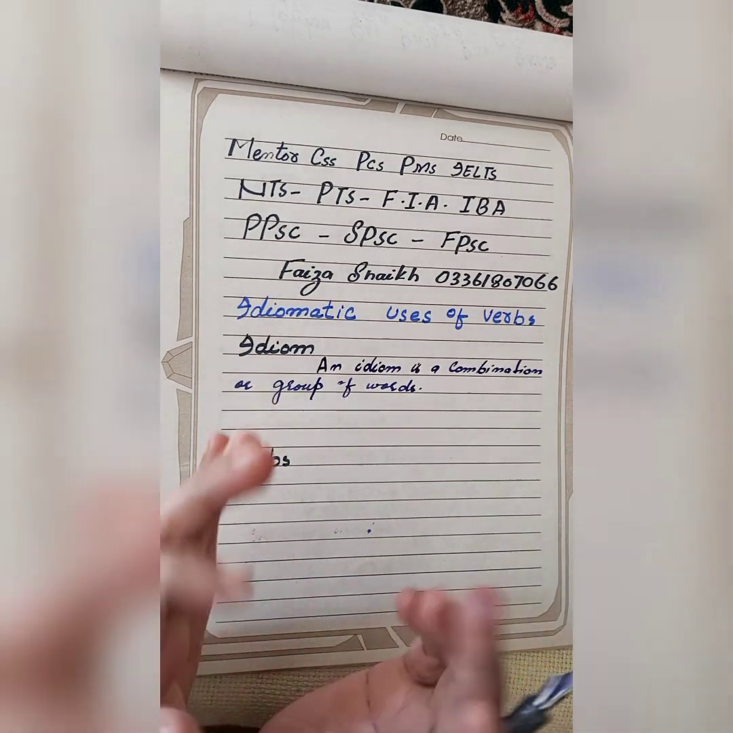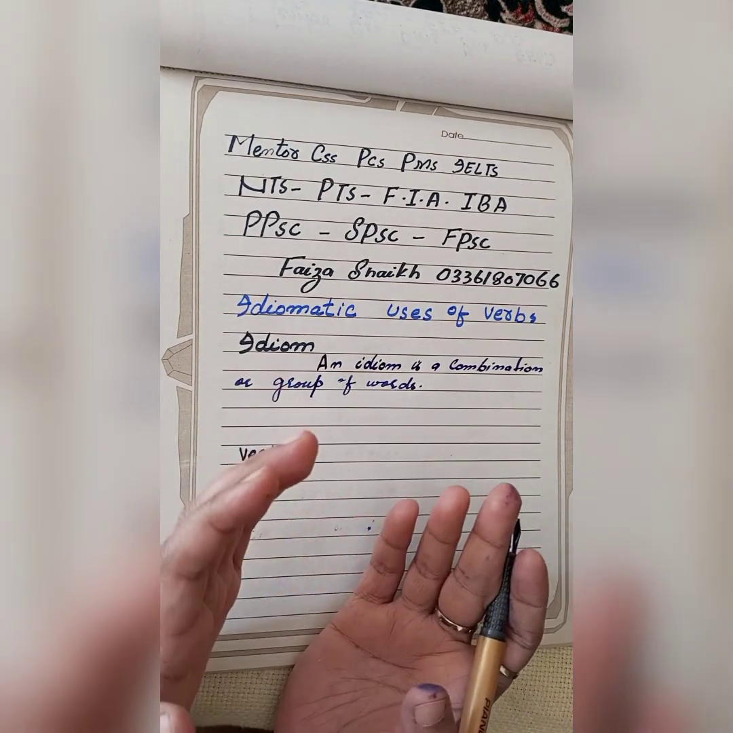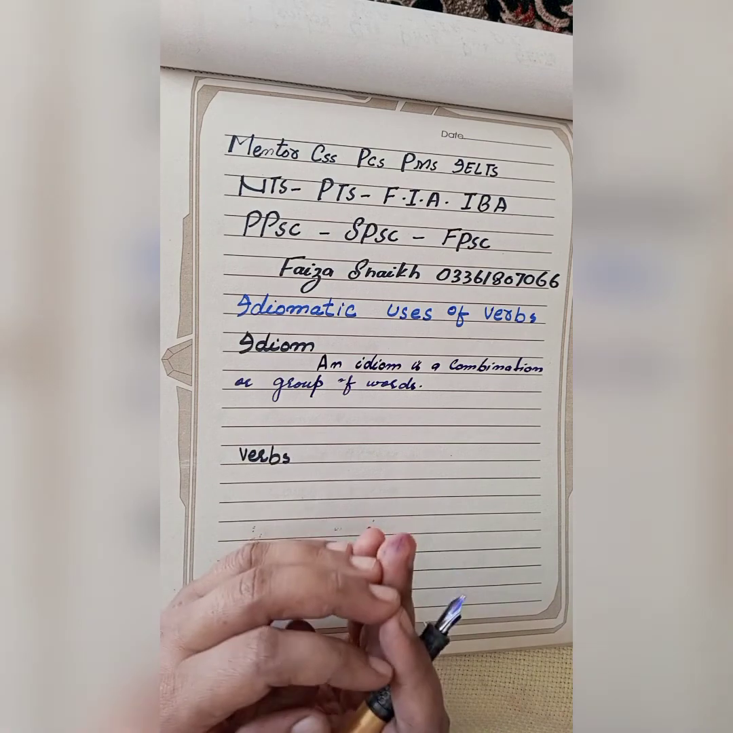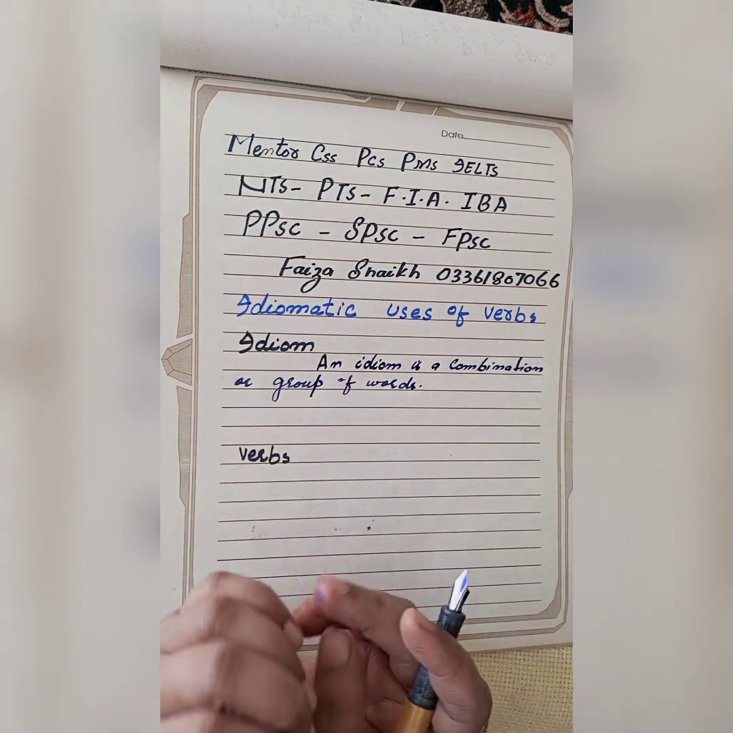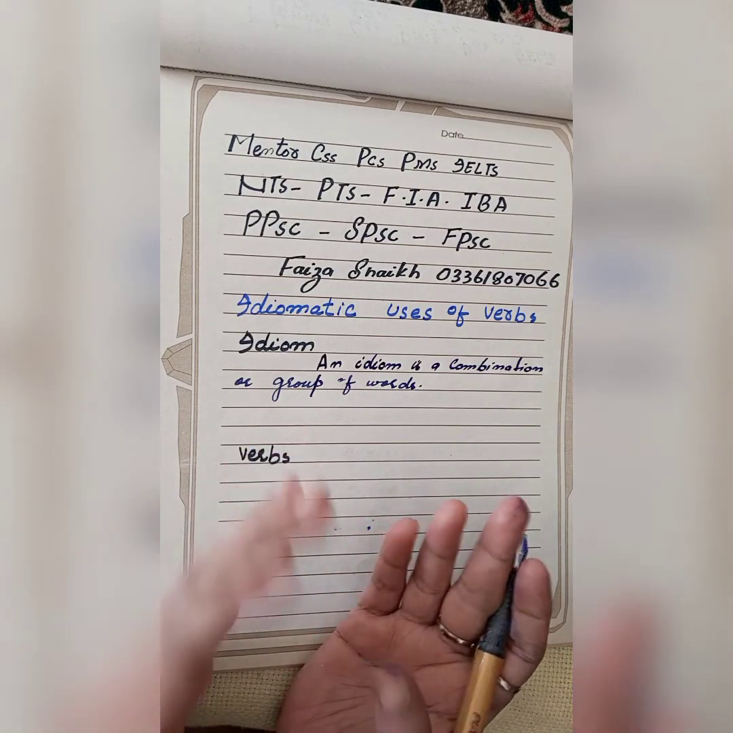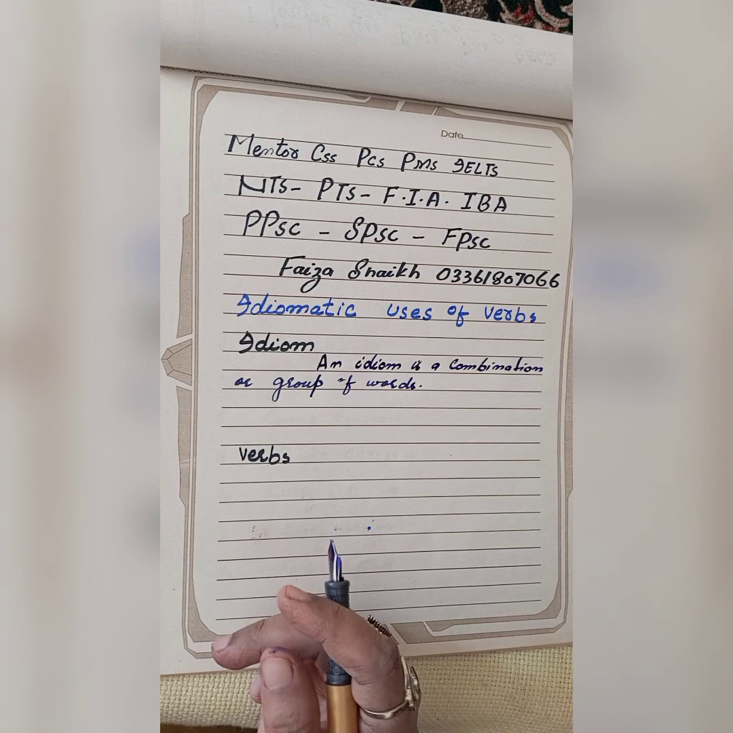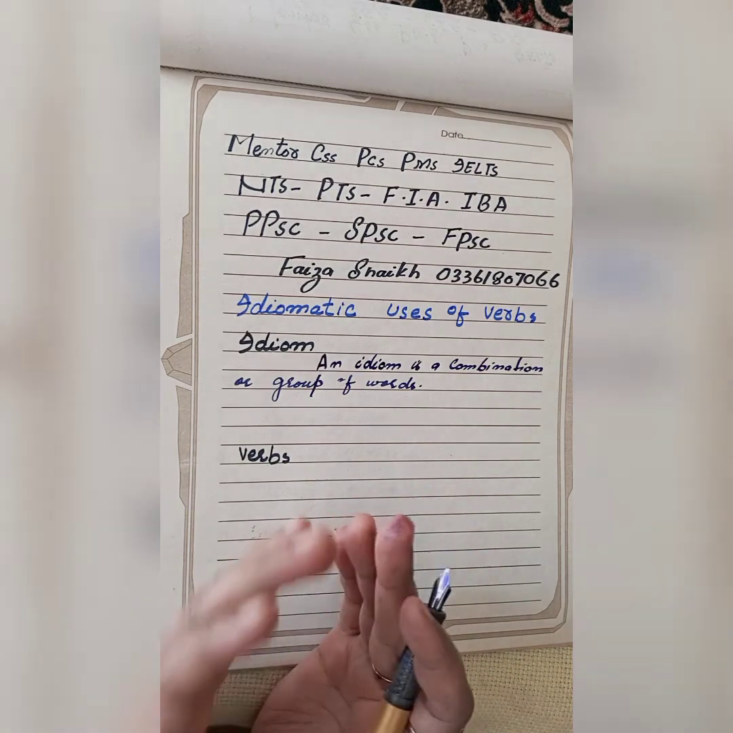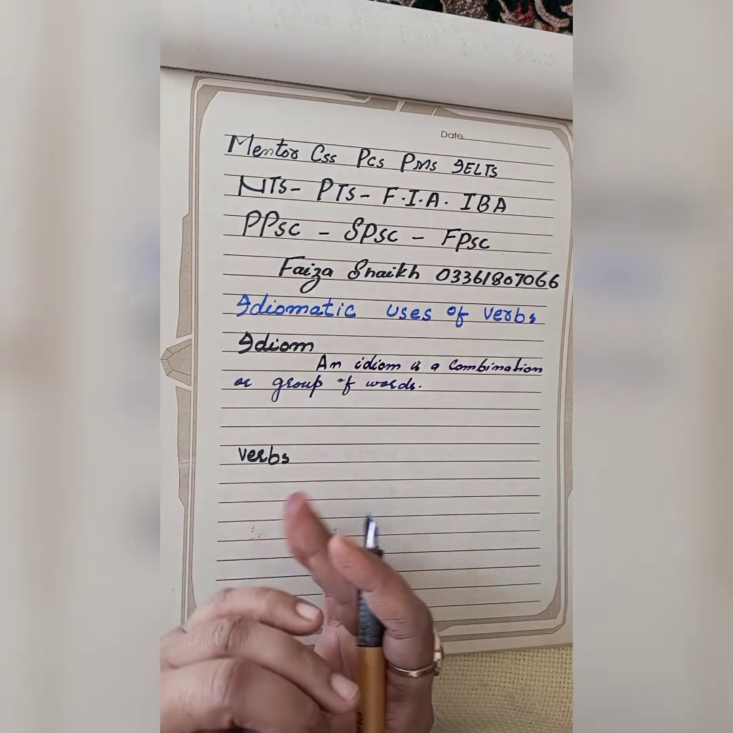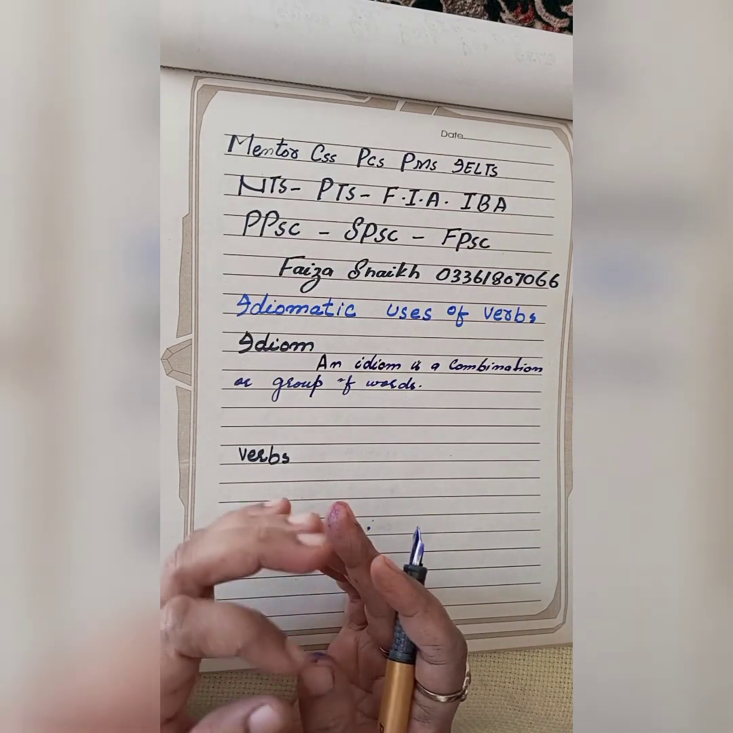An idiom in some cases may also be used to refer to certain words or phrases used by a group of people with similar characteristics, such as people speaking the same dialect, or people in the same occupational field, among others. So here we discuss verbs. What is a verb? Basically, in phrasal verbs we discuss more meanings and further meanings of the verb.